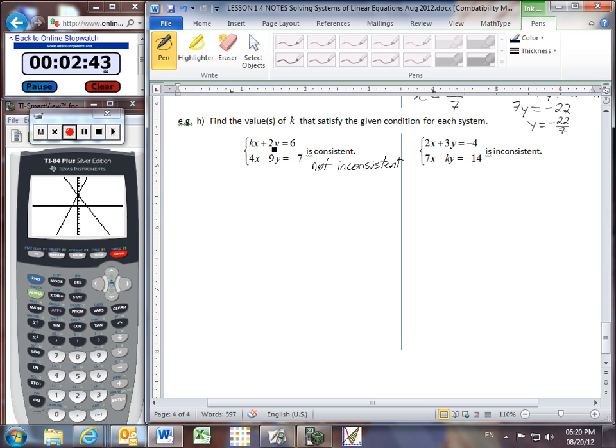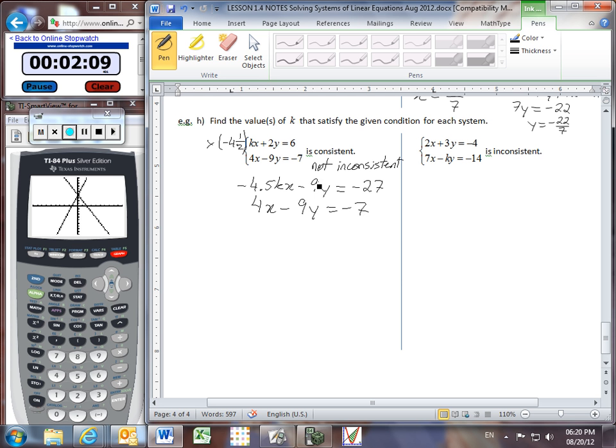How can we get the 2y looking exactly like a negative 9y? Well, we could multiply it by negative 4.5. So if we multiply this by negative 4.5, so I'm multiplying the first equation by this negative 4.5, I got negative 4.5 kx, the 2 times negative 4.5 is negative 9y, and the 6 times negative 4.5 is negative 27. And so in my first equation, second equation is this.